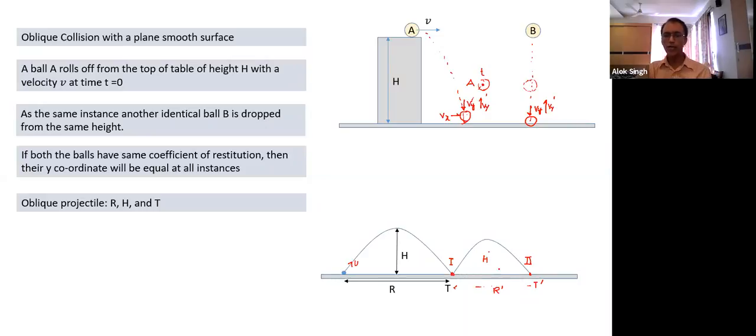Can we write R dash, H dash and T dash in terms of R, H and T? Given that the coefficient of restitution is e, can you all think of the relationship between the corresponding maximum height, corresponding range and corresponding time of flight? All of you think in your mind, and then I'll ask some of you to express the relationship between two corresponding quantities in terms of the coefficient of restitution. Think for a minute; this is based on what we had discussed in the last 10, 15, 20 minutes.